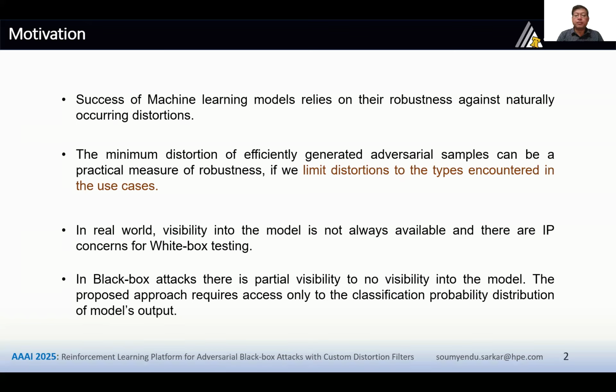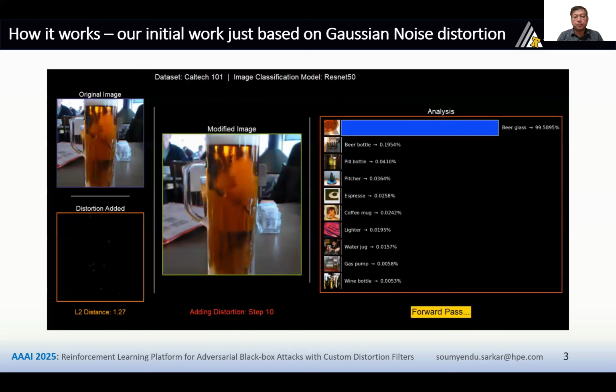Now, in the real world, visibility into the model is not always available, and there are IP concerns for white box testing. In black box attack, there is partial visibility to no visibility to the model. The proposed approach requires access only to the classification probability distribution of the model's output.